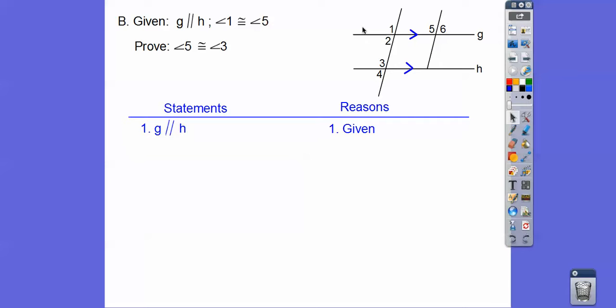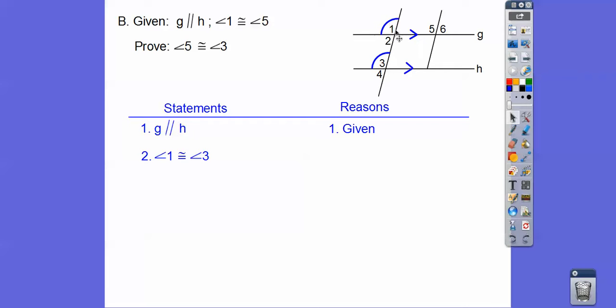Now this given, I know 1 is going to be congruent to 5 right there. Well, so what I'm going to say is from these parallel lines cut by this transversal, these angles are equal. Do you remember? Or congruent, equal, congruent, interchangeable. Do you remember the names of these angles right here?